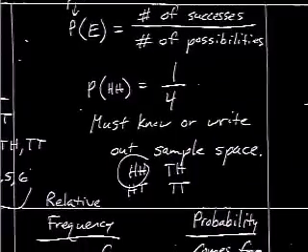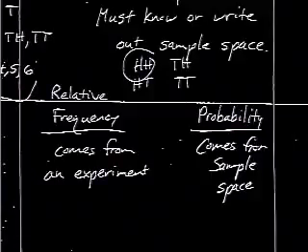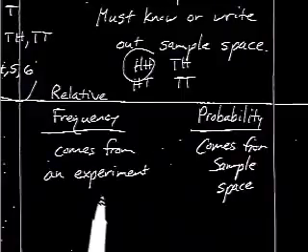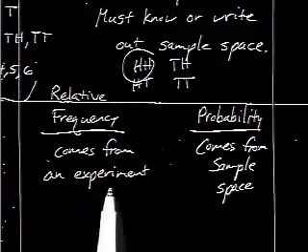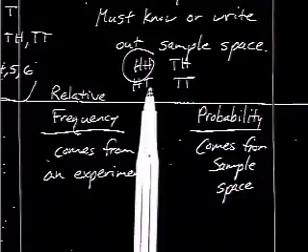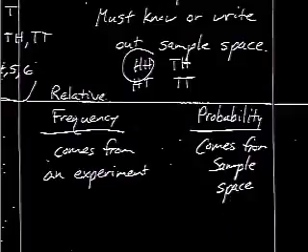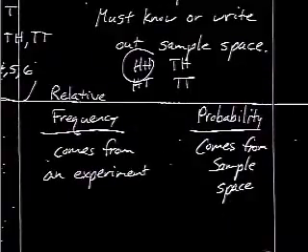Now, as you noticed, I talked about the word probability. Well, there's two different things we could be speaking of: relative frequency and probability. Relative frequency comes from an experiment, whereas probability comes from the sample space. In the last example I did, you saw that I wrote out the sample space, counted how many were in the event that I was interested in, and I called that the probability.